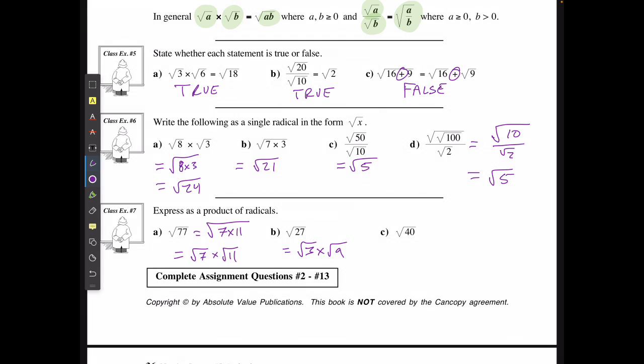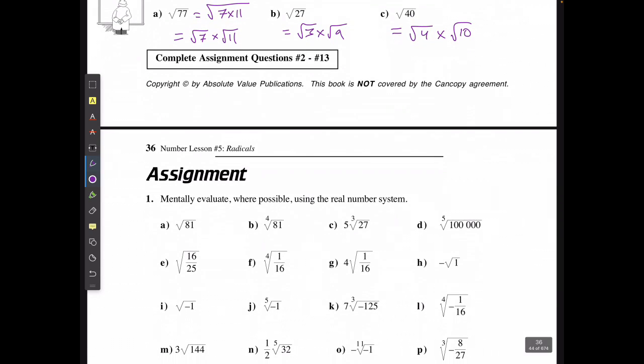How can I get 40? I could say that it's 2 times 20. I could say that's 4 times 10. All of these are acceptable. I can always split it up into two factors and then just make sure I put the radical sign around them. Go ahead and get some practice.